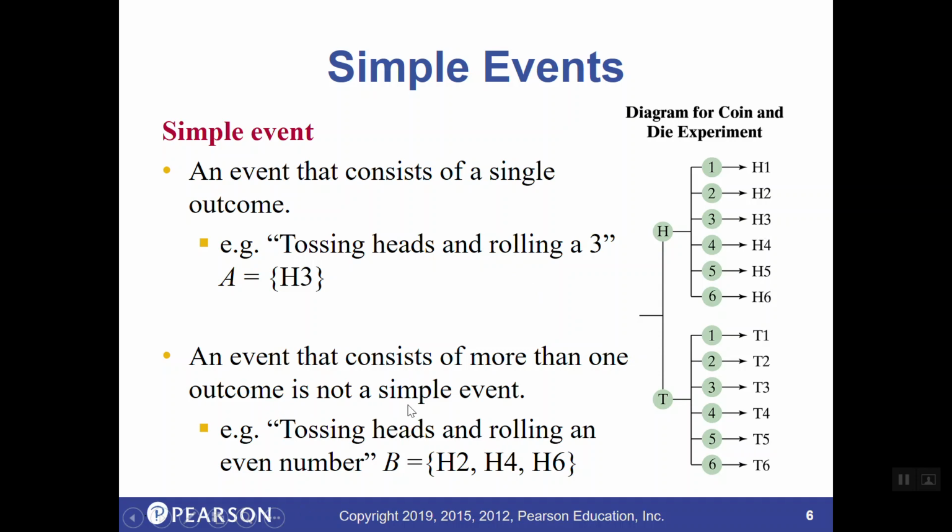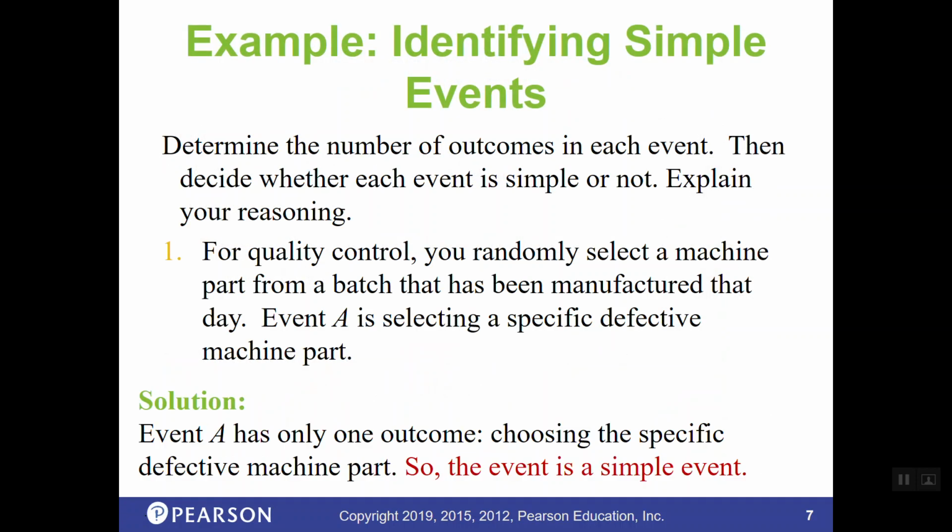description here, an event that consists of more than one outcome, if you're looking for tossing heads and rolling an even number, there is more than one outcome that satisfies that event. So therefore, they're not simple events. Now we're going to identify simple events.